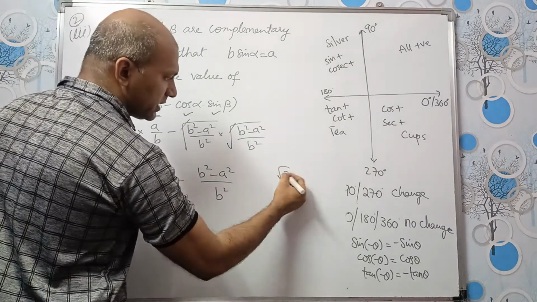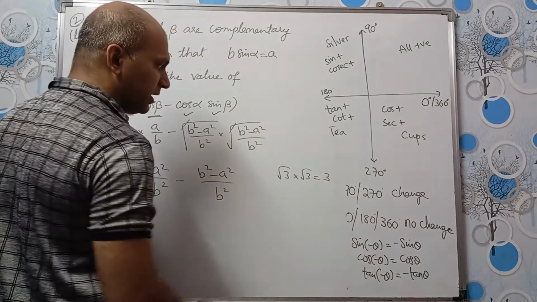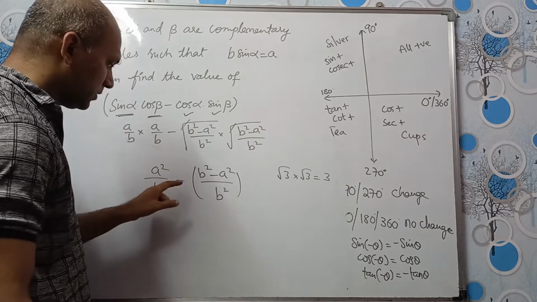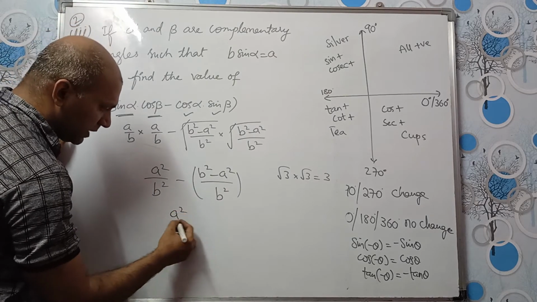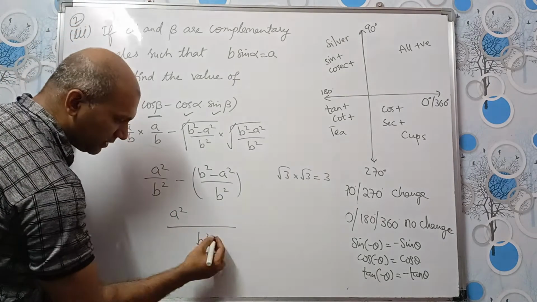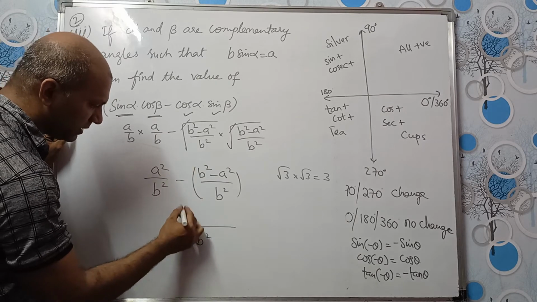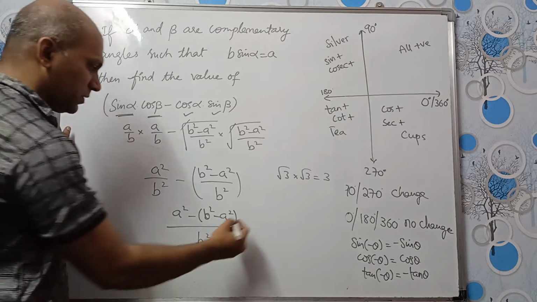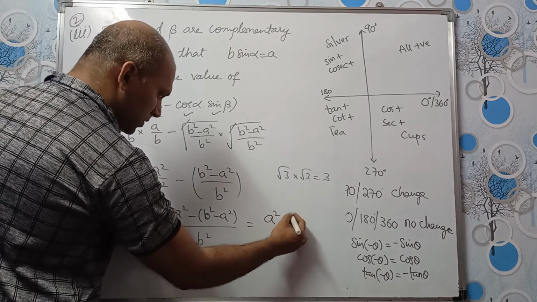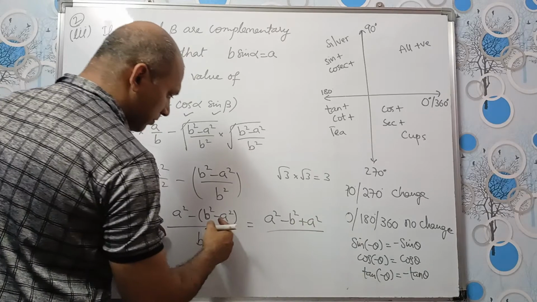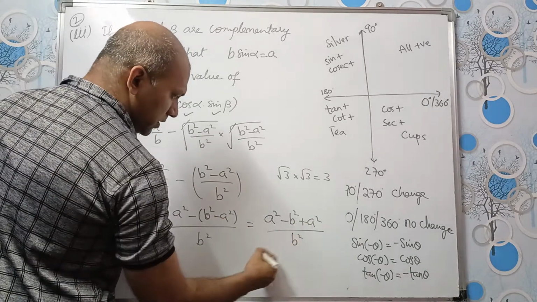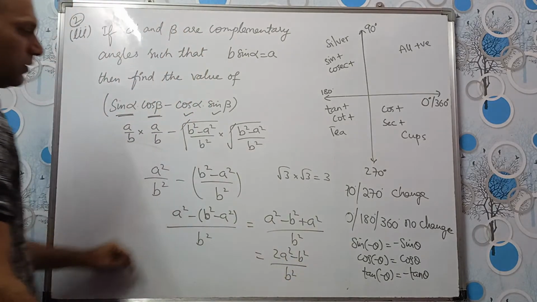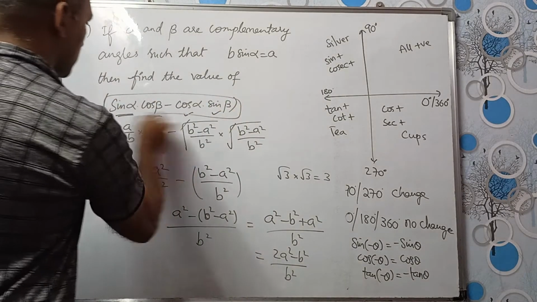I hope you understood. See, it is like root 3 multiplied by root 3 is 3, right? So these two roots are the same, we can write it once. Okay, now this is a square. See, denominators are the same, so we can write it one time. Now the numerator is a square minus b square minus a square. If you remove the brackets, a square minus b square, minus into minus is plus. So this will be 2a square minus b square divided by b square. Okay, this is the value of this.